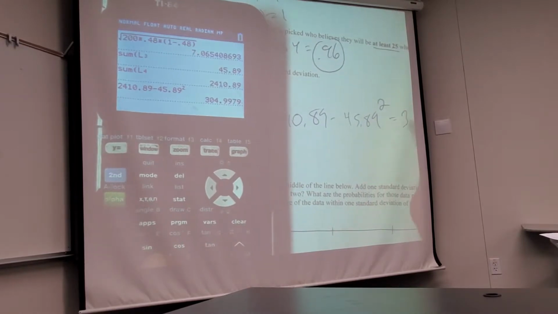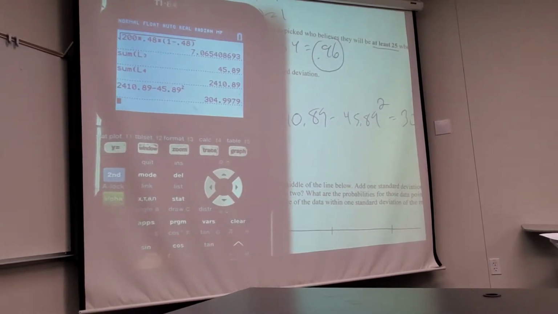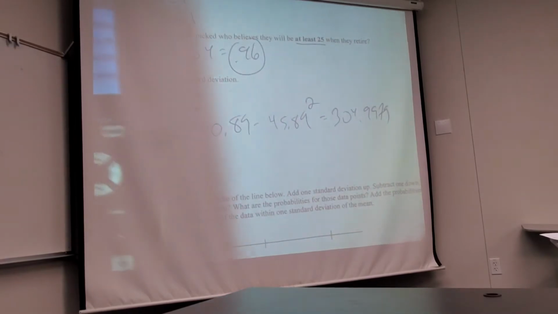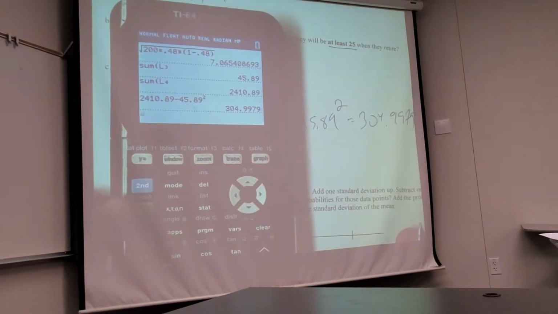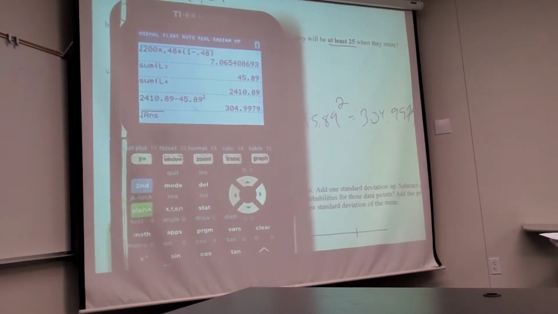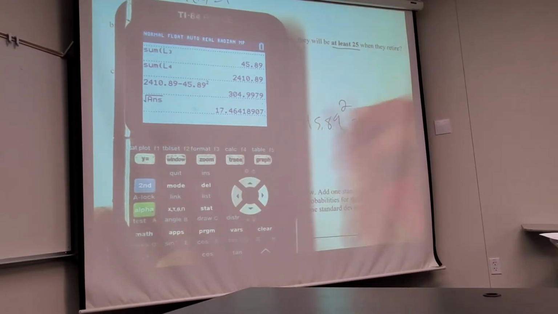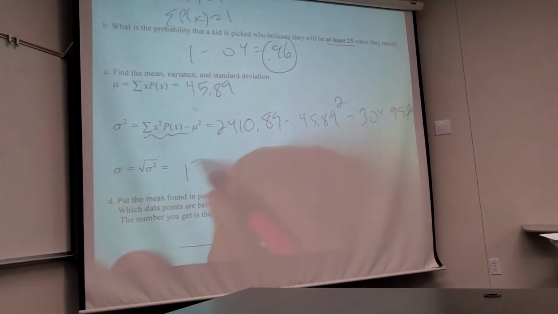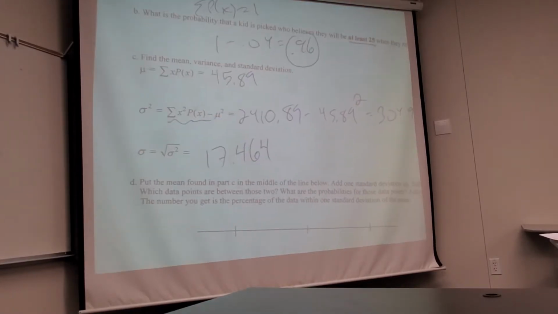So what you guys got? 304.9979. And then what do I do with that? Square root it. It's 17.464. Is that cool? Yep.